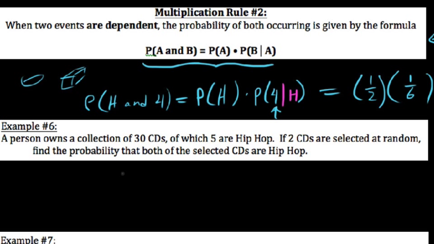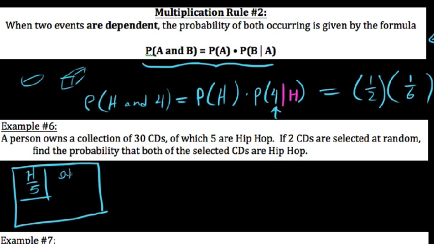Okay, so we're going to start by drawing our sample space. Let's construct this here. And basically what we know is this. We say, all right, hip-hop is this H here. We've got 5 of these, and then like other. And the other 25 are in the collection for a grand total of 30.